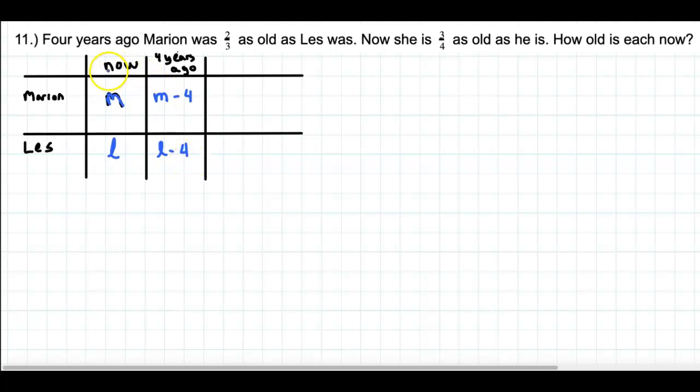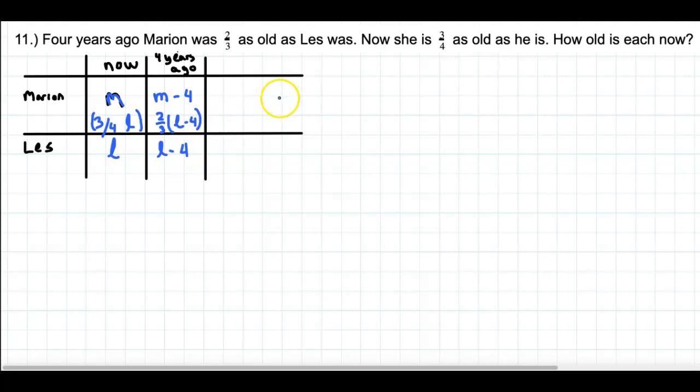All right. What else do we know? We also know that right now, Marion is 3/4 of Les's age. And then we also know that 4 years ago, Marion was 2/3 as old as Les was. Okay, so that would be 2/3 as old as Les was, right?